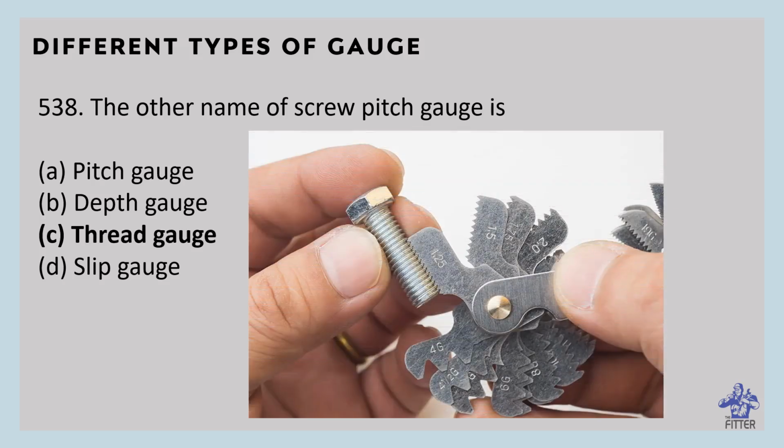So you can see here in the image that is the screw pitch gauge, or thread gauge. It is used to check the dimensions of the specific thread: angle, pitch, and diameter. It is used to check the pitch of external and internal threads. It is also used to compare the profile of threads.